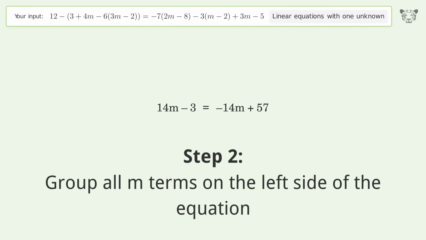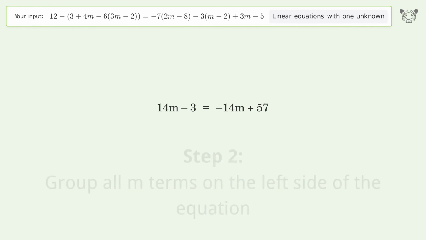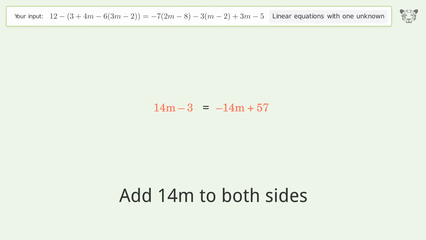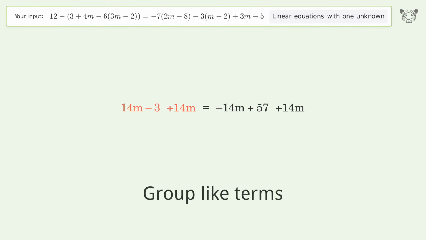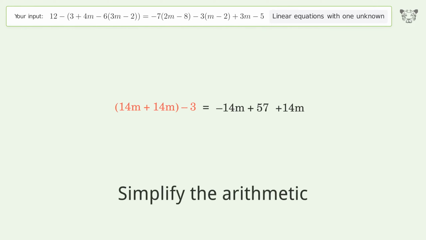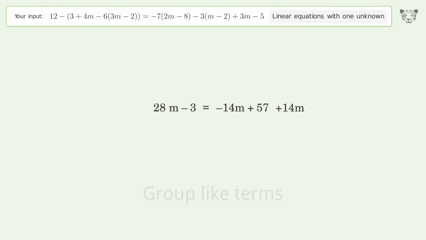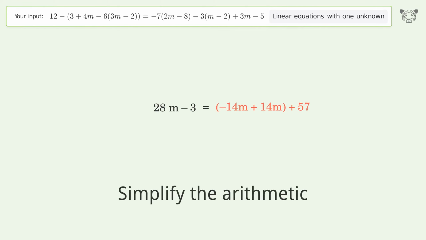Group all m terms on the left side of the equation. Add 14m to both sides. Group like terms. Simplify the arithmetic. Group like terms. Simplify the arithmetic.